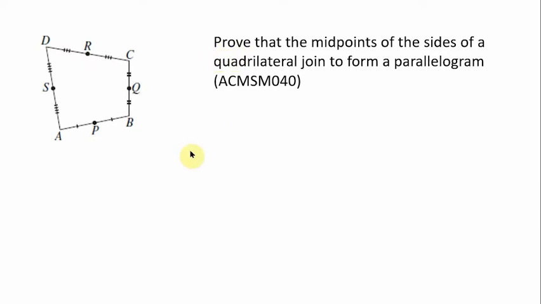We're required to prove that if we join the midpoints of a quadrilateral, we form a parallelogram. We've got a quadrilateral drawn here. It's any quadrilateral. There's no given relationship between the lengths of the sides. There's no given relationship between the angles, but these points R, Q, and P are each midpoints, which means that the distance on this side is the same as the distance on this side, right throughout.